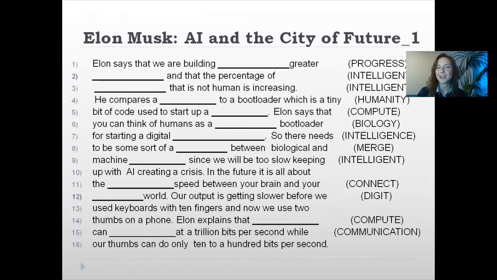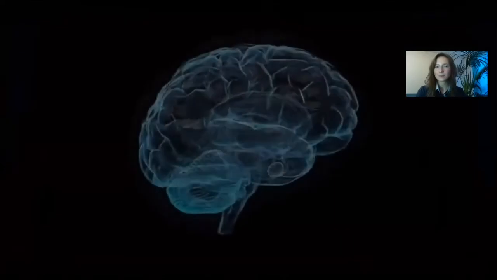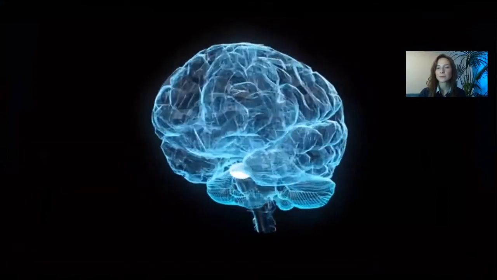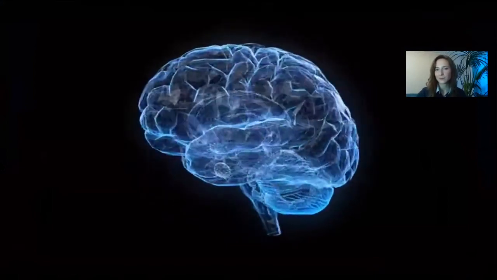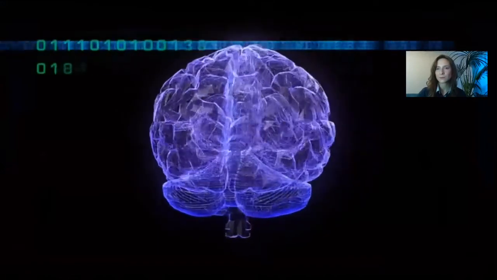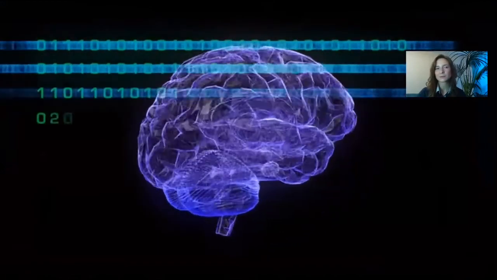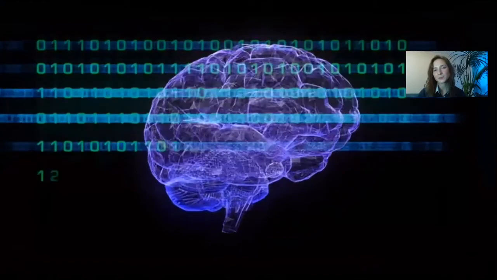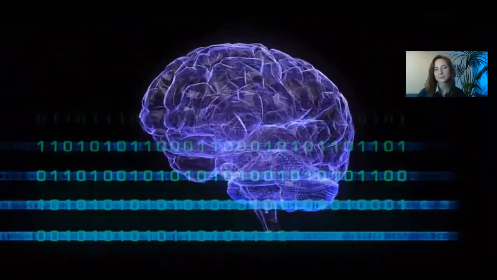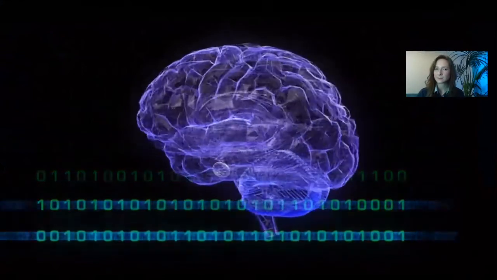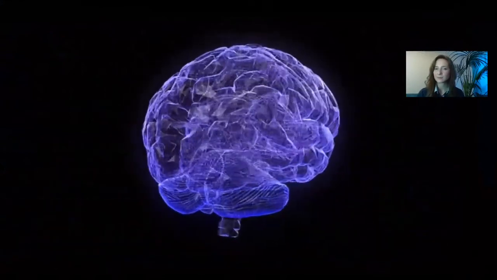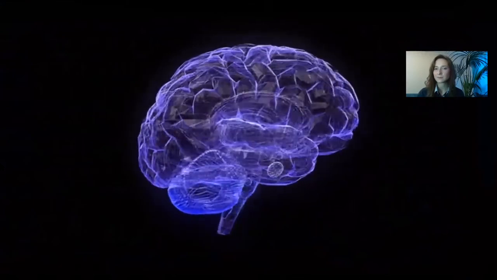So let's get started. Elon says that we are building progressively greater intelligence, and that the percentage of intelligence that is not human is increasing. He compares humans to a bootloader, which is a tiny bit of code used to start up a computer. Elon says that you can think of humans as a biological bootloader for starting a digital superintelligence. So there needs to be some sort of merger between biological and machine intelligence, since we will be too slow keeping up with AI, creating a crisis in the future.